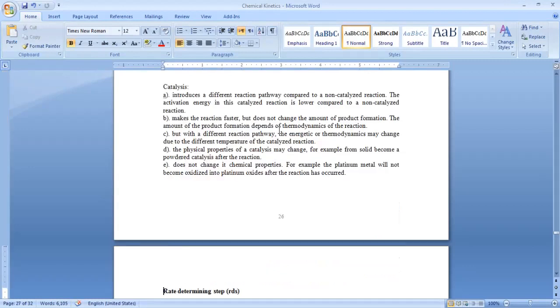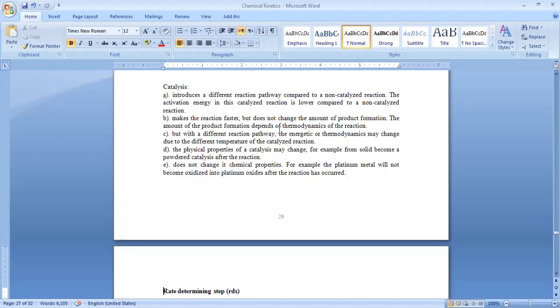But the physical properties of a catalyst may change. For example, a solid may become a powdered catalyst after the reaction. But the chemical nature does not change. A catalyst just accelerates the chemical reaction. It does not change its chemical nature. For example, when you use a platinum catalyst, the platinum before the reaction and after the catalyzed reaction is still the same.